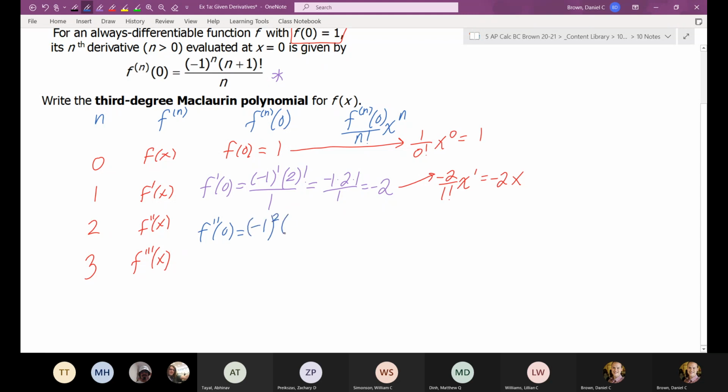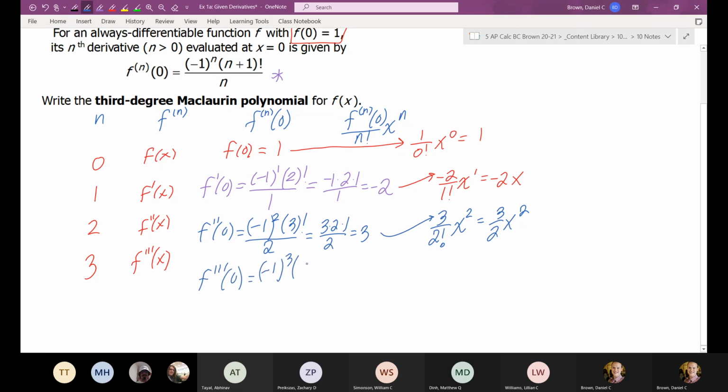Negative 1 squared, 3 factorial over 2. So that's going to be 3 times 2 times 1 over 2, which is just 3. What is the term going to be? 3 over 2 factorial, x squared, or 3/2 x squared. Almost there. What is the third derivative at 0?